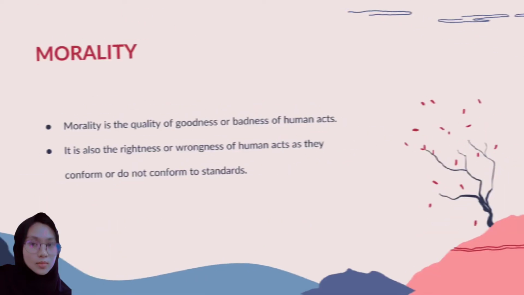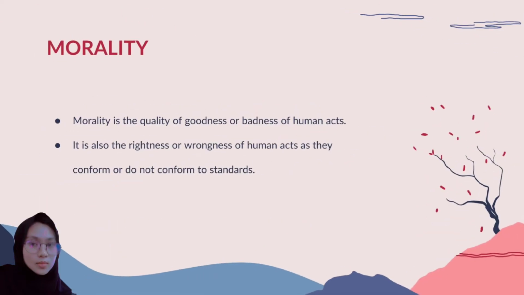Next is morality. Morality is a quality of the goodness and the badness of the human act. It is also the rightness or wrongness of the human act, whether it conforms or does not conform to a standard. An example of that is the set of standards that enable people to live cooperatively in a group. It is what societies have determined to be right and acceptable. Examples of morals are loyalty, respect, fairness, and care.